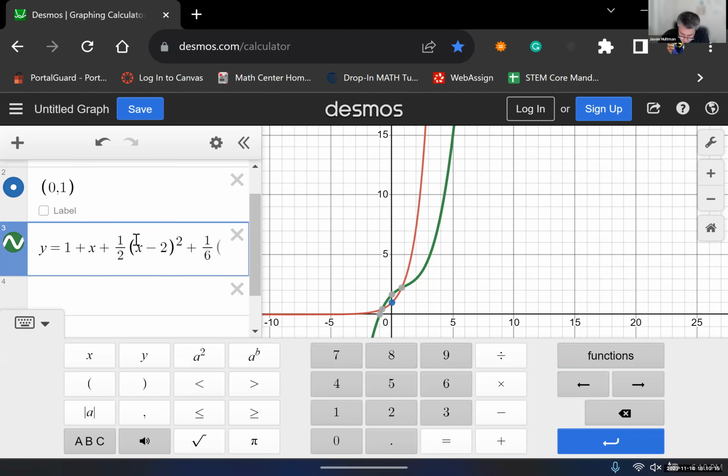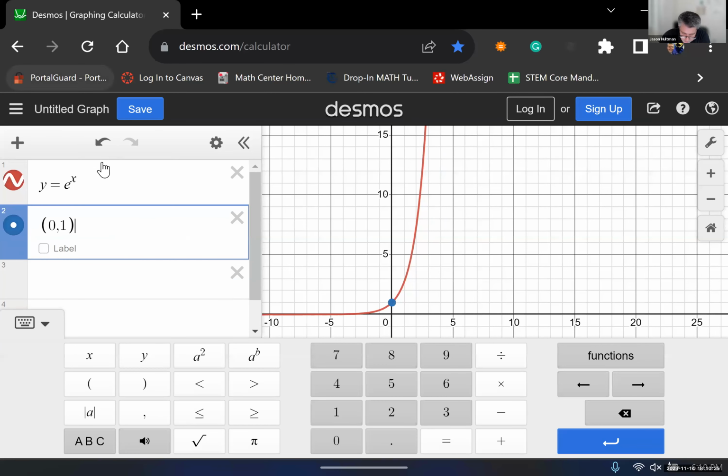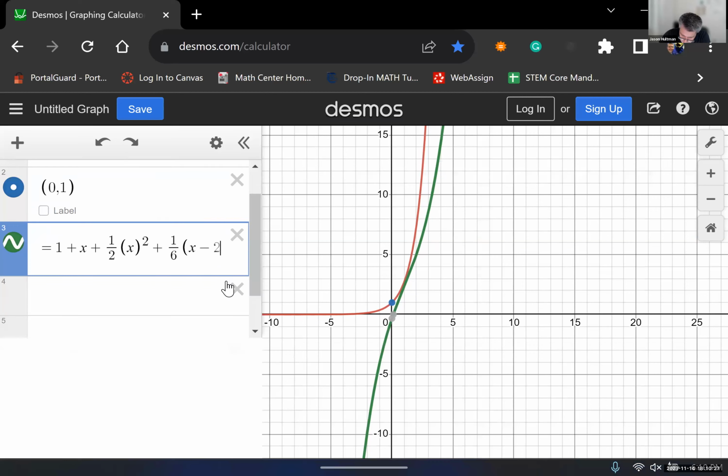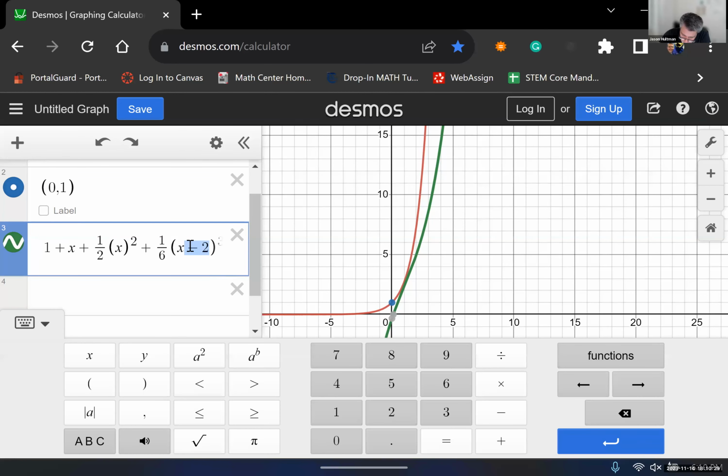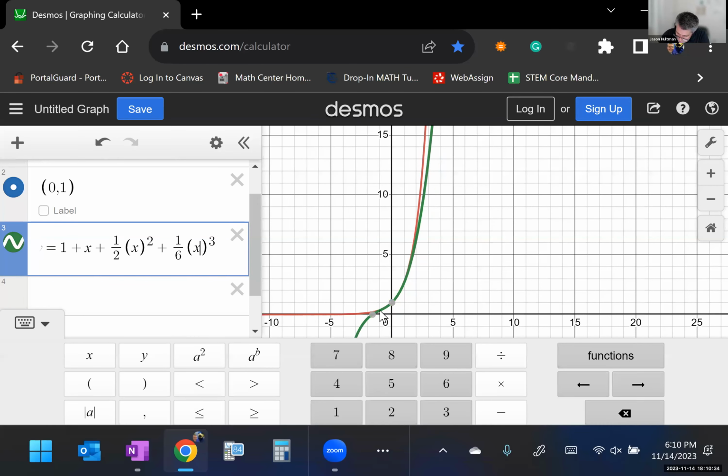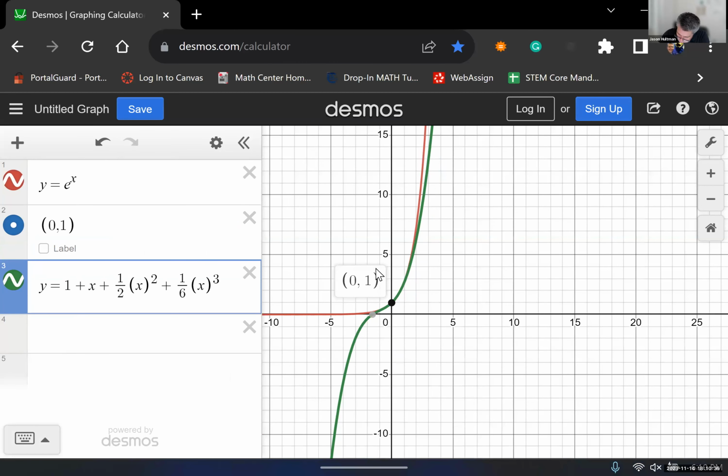Okay, and then this is just going to be 1/2 x squared. We'll get rid of the minus 2. Okay, and then this is going to be, oops, this is going to be 1/6, x minus 2 goes away. And we can see that we're getting a better and better approximation.